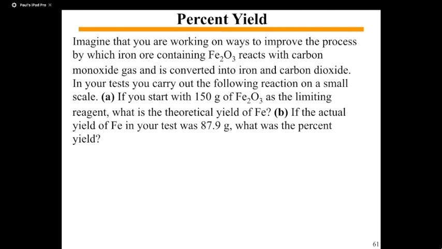here's a problem that you can work on about percent yield, which has all of it. Imagine that you're working on ways to improve the process by which iron ore containing Fe2O3 reacts with carbon monoxide gas and is converted into iron and carbon dioxide. In your test, you carry out the following reactions on a small scale. If you start with 100 grams of the iron 3 oxide as the limiting reagent, what is the theoretical yield of iron? If the actual yield of iron in your test was 87.9 grams, what was the percent yield?